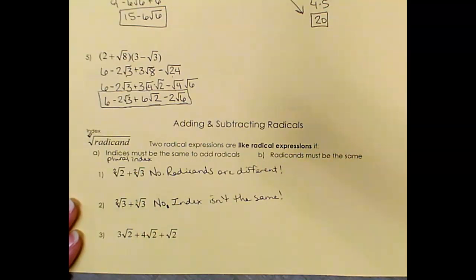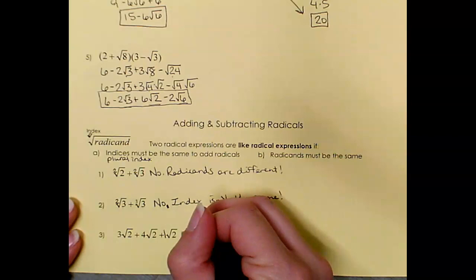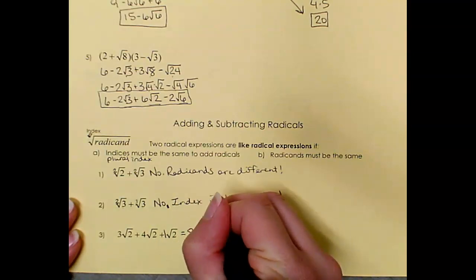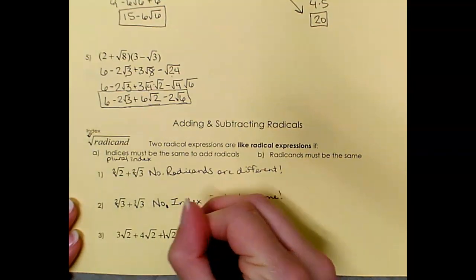And then finally, we have 3 square roots of 2 plus 4 square roots of 2 plus 1 square root of 2. The radicand is 2 on each one. The index is also 2 on each term because it's the square root, so we can add. And when we add the coefficients in front, 3 plus 4 is 7, plus 1 more is 8, and we keep the square root of 2 label.